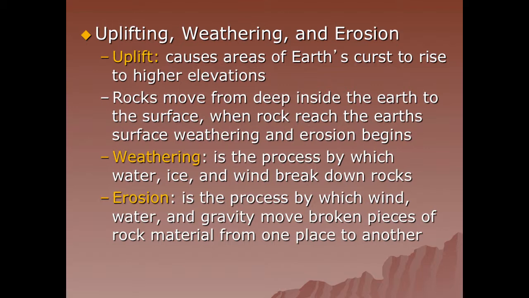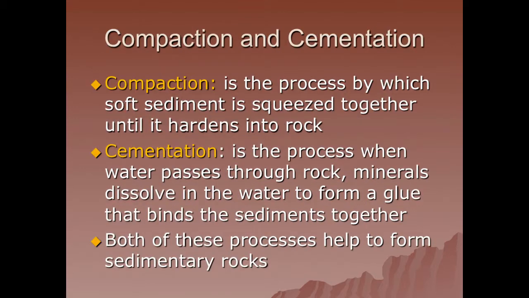So the definition of weathering is the process by which water, ice, and wind break rocks down. So the main thing I want you to think about in weathering is the actual breaking it down, making it into smaller pieces. The definition of erosion is the process by which wind, water, and gravity move broken pieces of rock materials from one place to another. So erosion is the transportation. Weathering is the breaking down, and erosion is the movement. But make sure you write those two definitions in your journal.